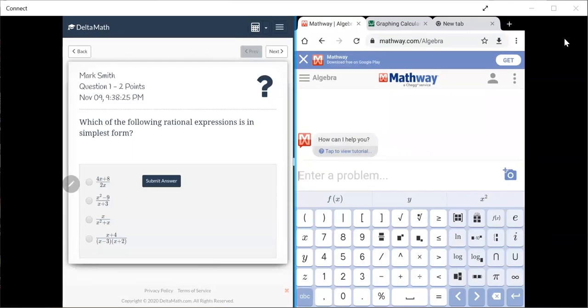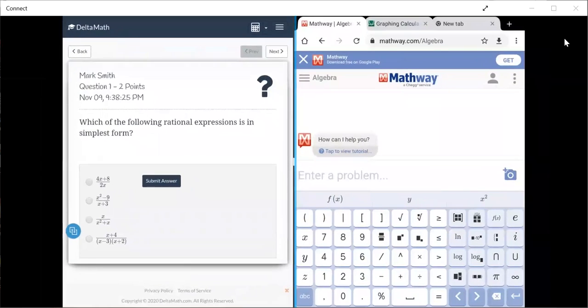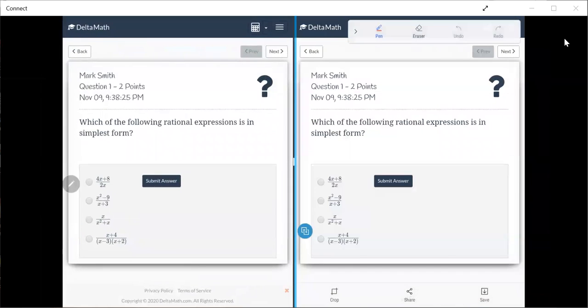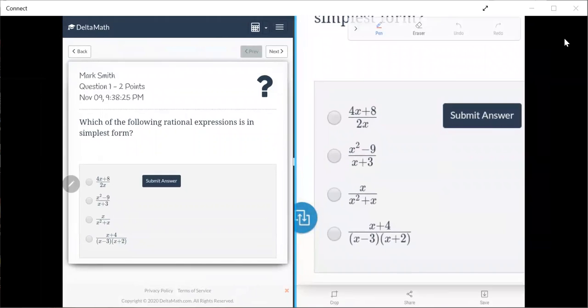All right, so let's get to the first one. It says, which of these expressions is in simplest form? Simplest form means that there's no more cancellation that can be done. And I think right here we can see on this one that you could cancel out the 2 on the bottom. All right, so that won't be our answer.